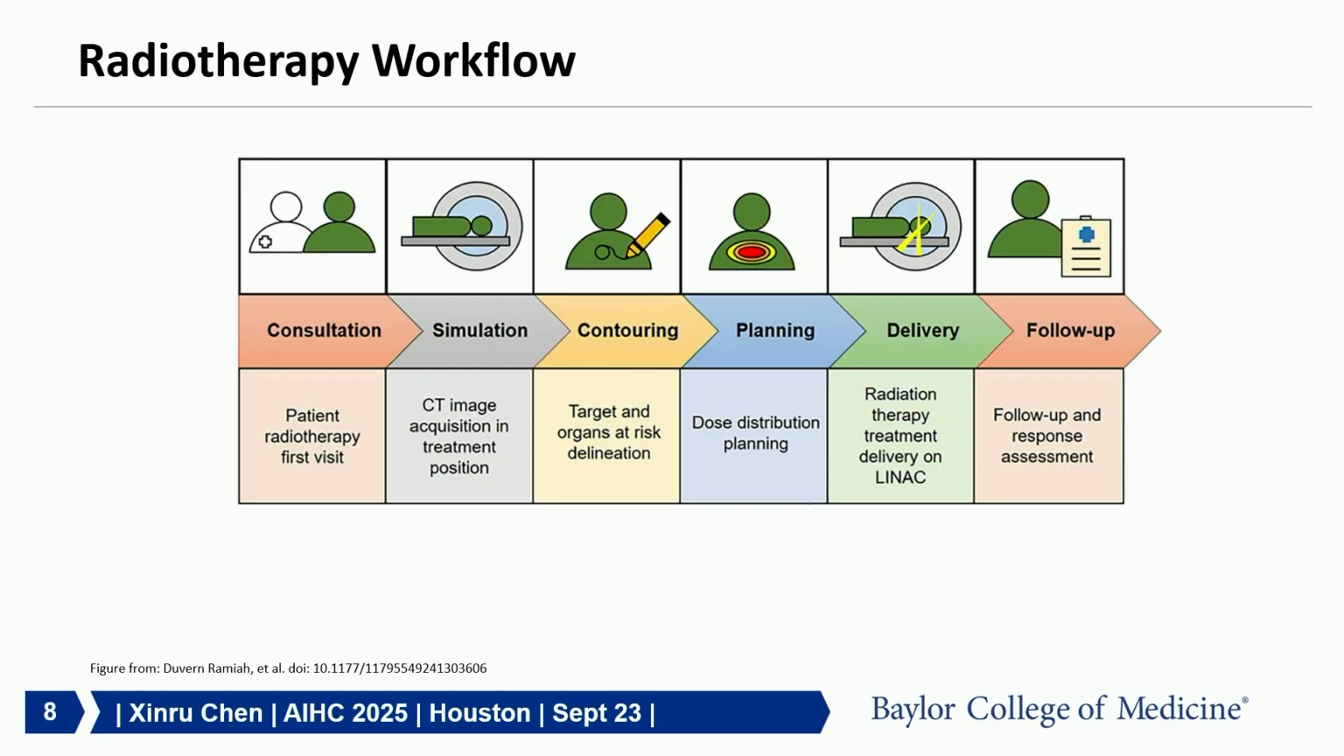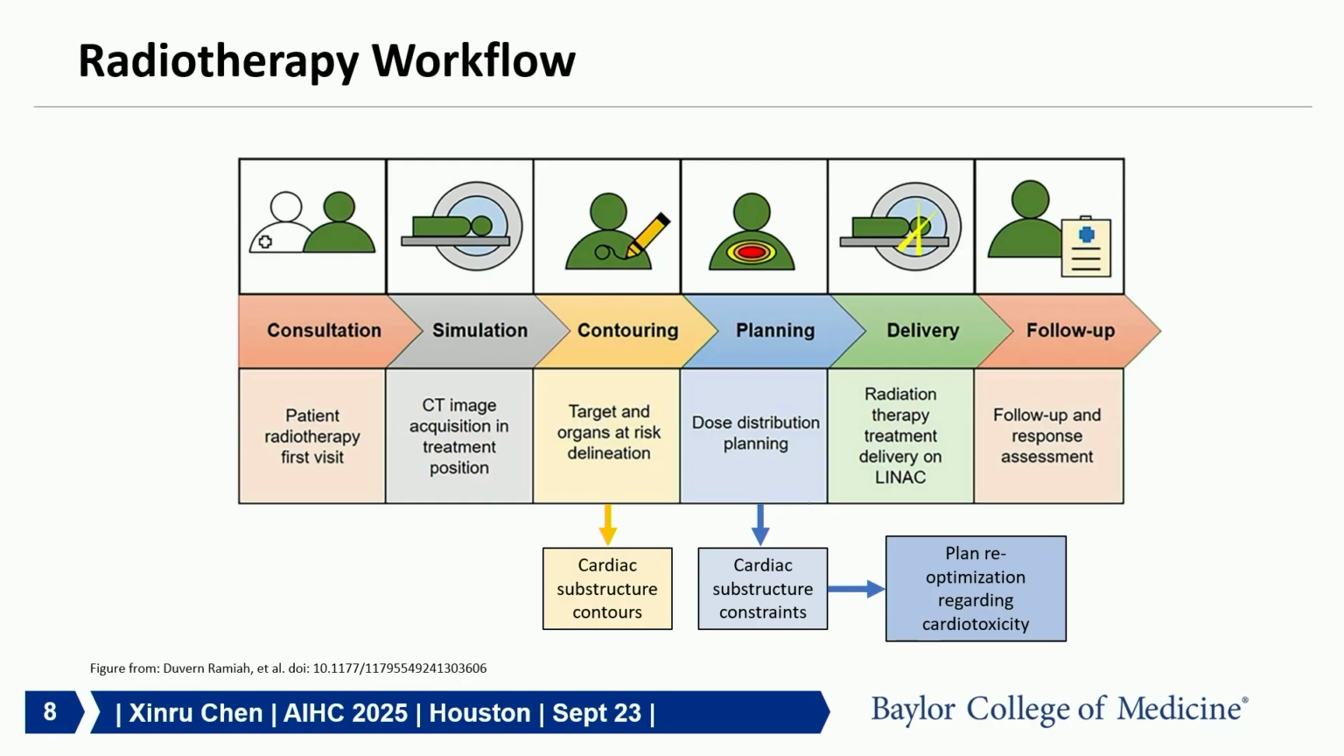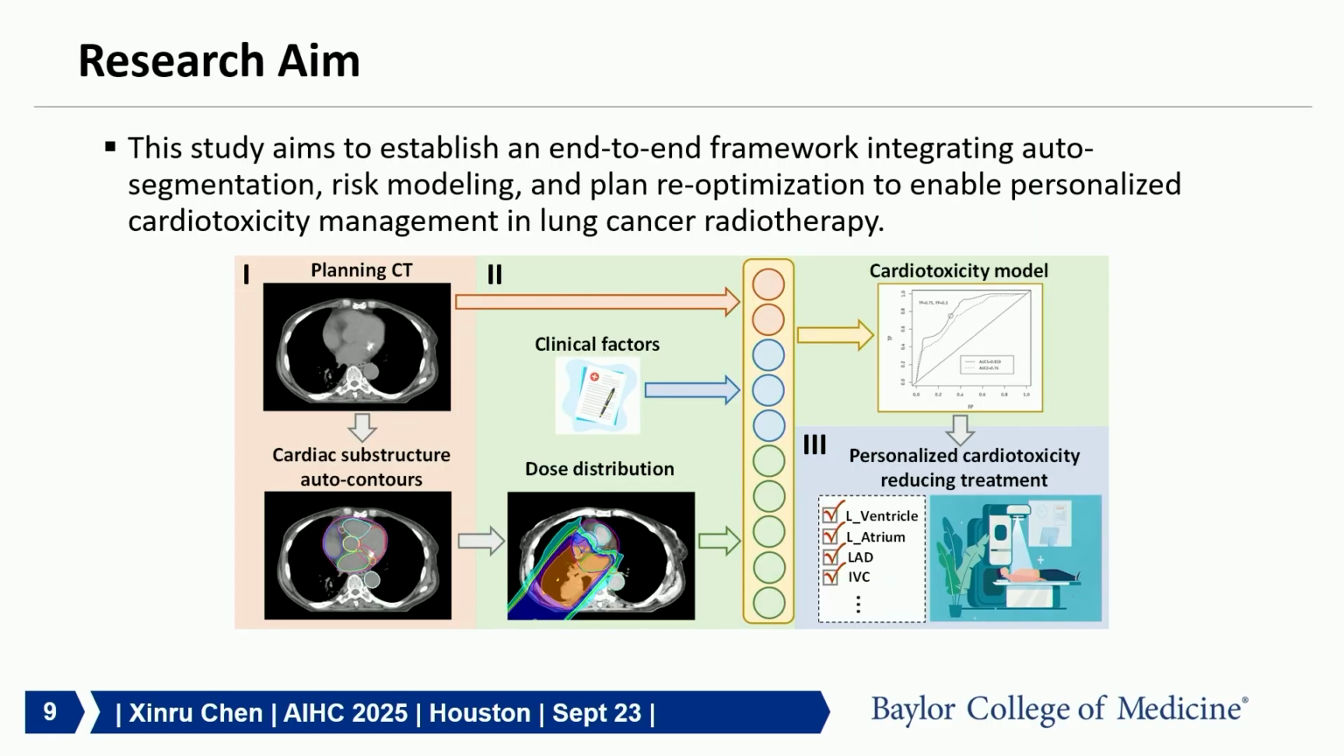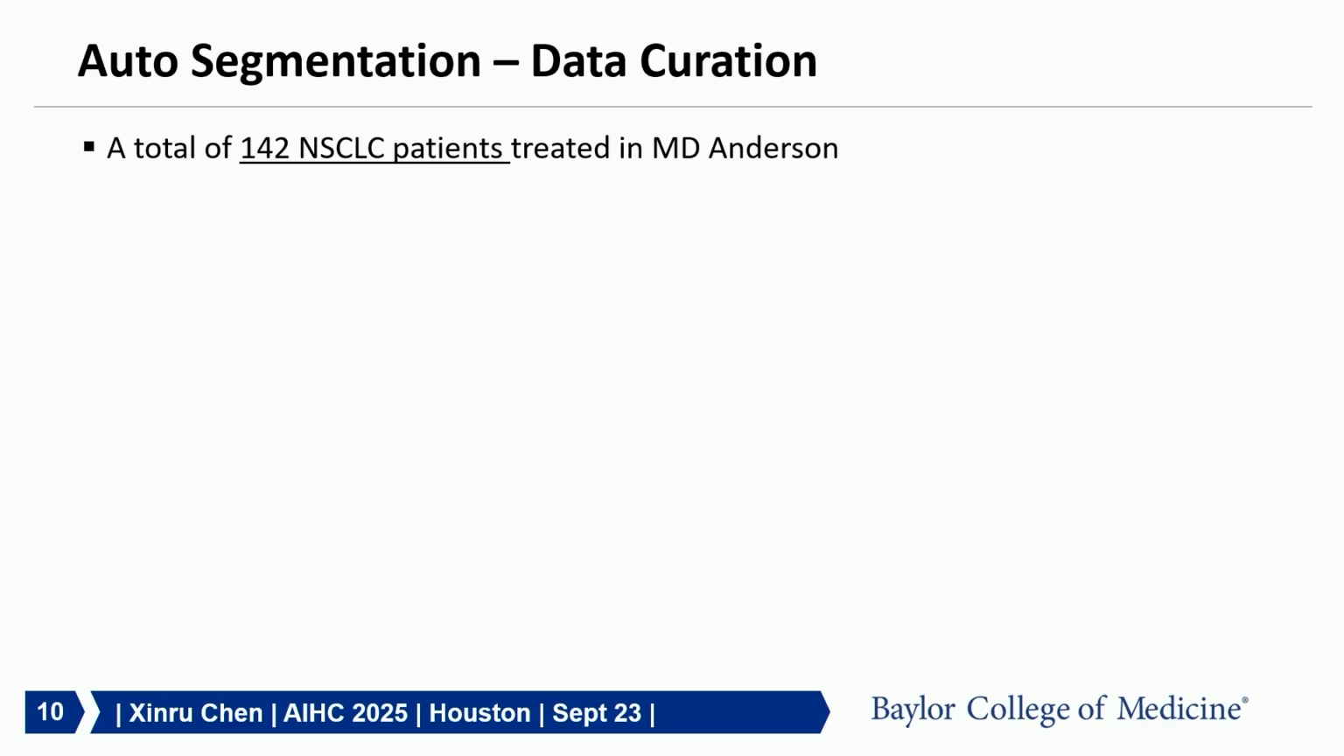So in this study, we try to incorporate AI-based approaches to first auto-segment those cardiac substructures, second, to predict the patient cardiotoxicity risk and identify specific substructure constraints, and then re-optimize the treatment plan to reduce the cardiotoxicity risk. The purpose is to establish an end-to-end framework integrating all three parts to enable personalized cardiotoxicity management in lung cancer radiotherapy.